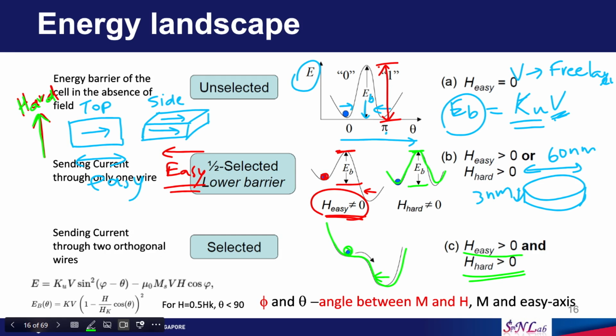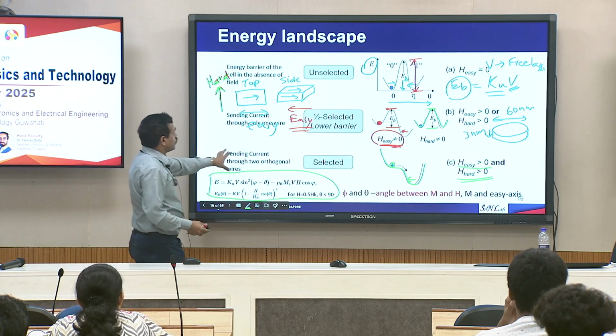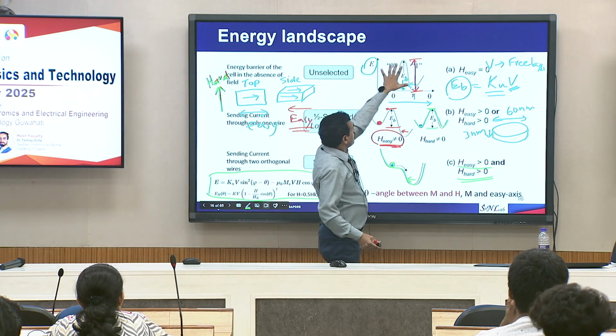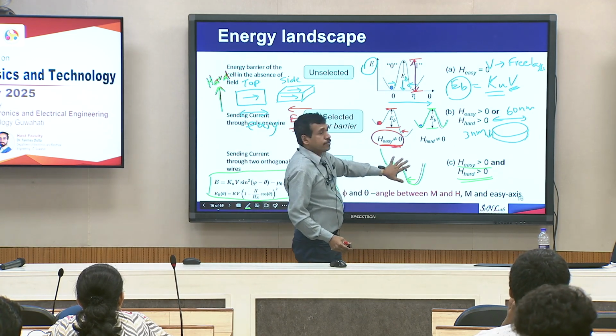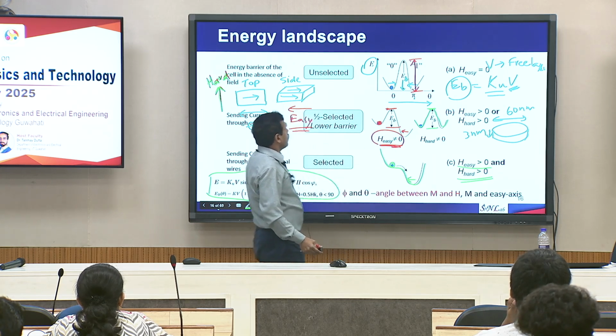Okay, so why does the applied magnetic field change the energy barrier? You can understand based on these equations, but I do not spend time on equations, this is the concept. By sending current through two orthogonal wires, you change the energy barrier landscape from this to this, so that that particular cell switches magnetization.